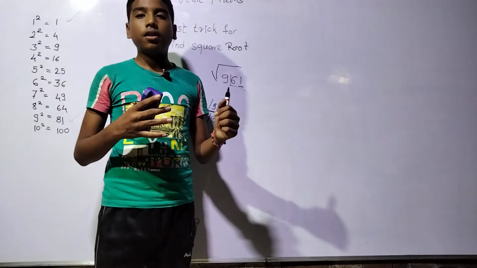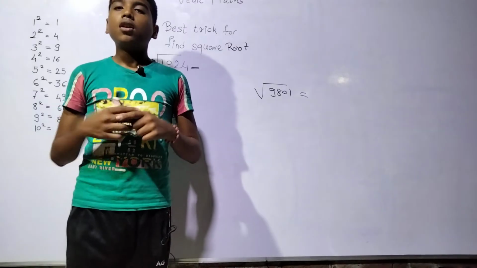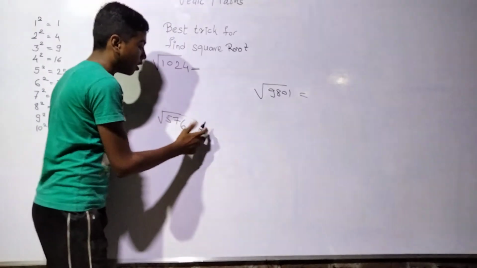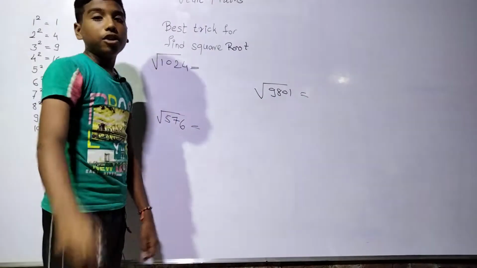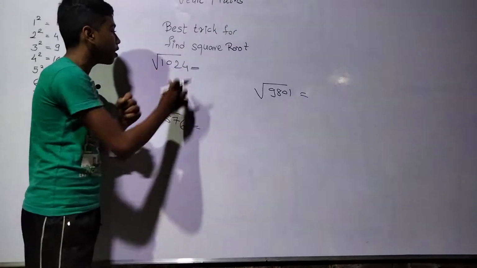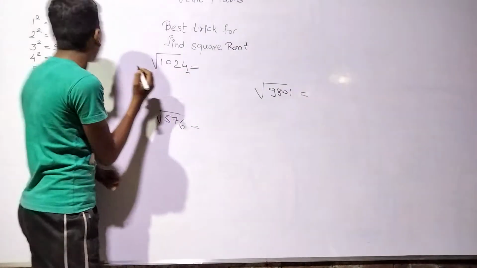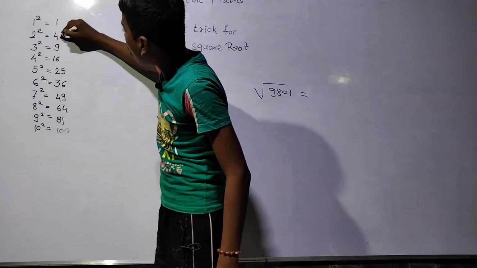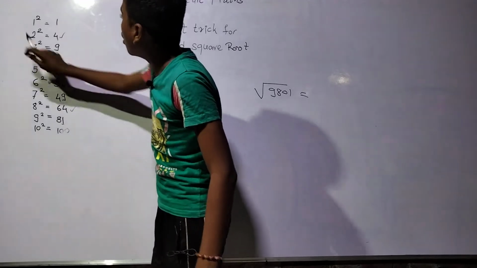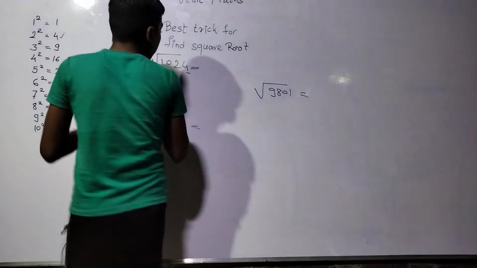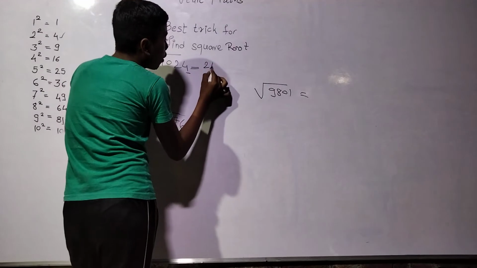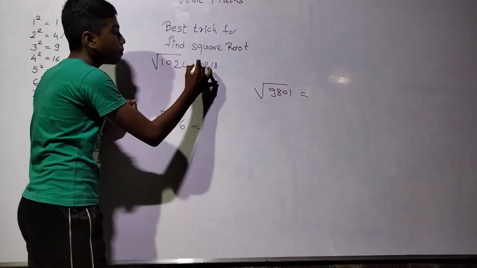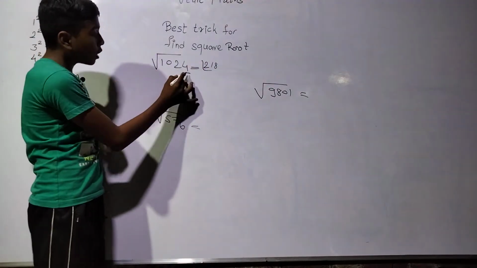So let's start. We will do this practice. Just see here, the unit place is 4. So the unit place must be 2 or 8, because 2 square and 8 square both end in 4. And for the tens place we expect a 2-digit number.